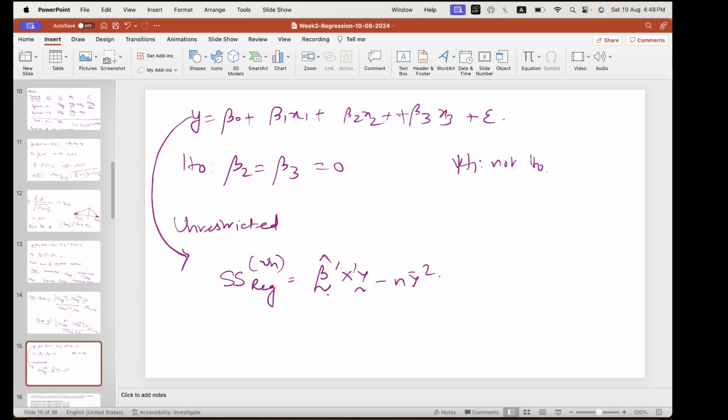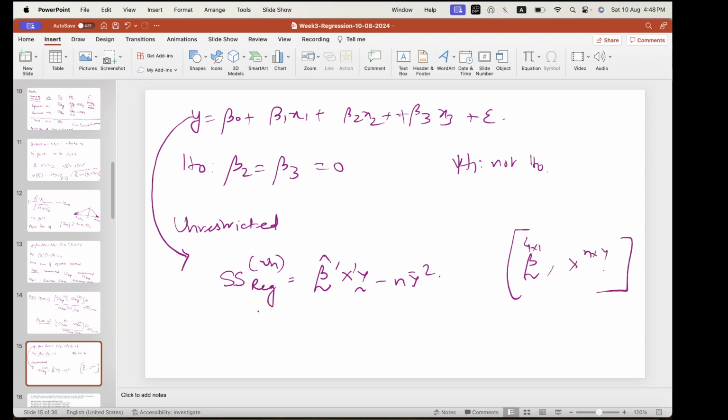But what would be the dimensions of beta? Here beta would be how many? 1, 2, 3, 4. It would be 4 cross 1. X would also be n cross 4.